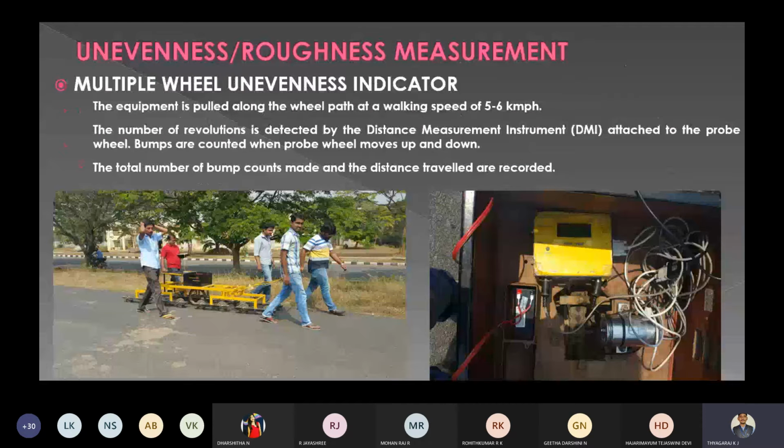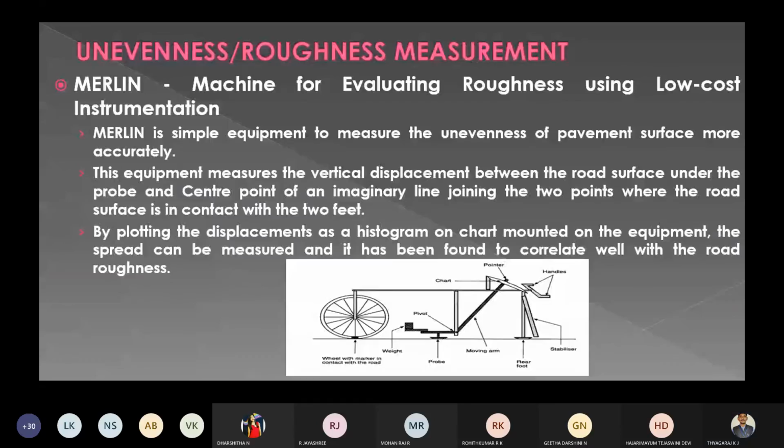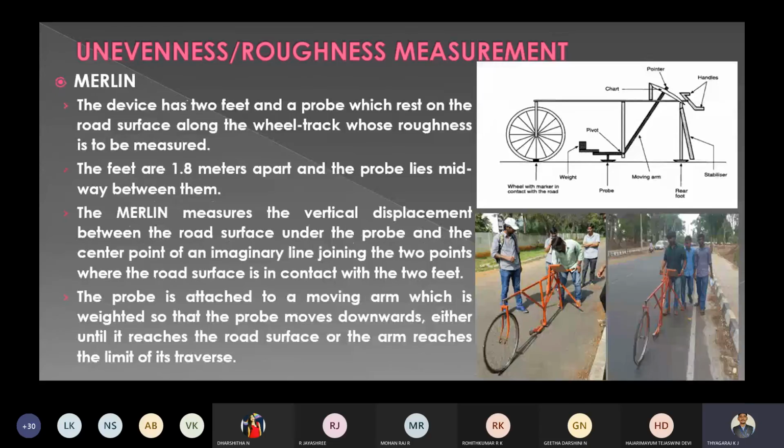So the first one is Merlin. Simple equipment. Full form is Machine for Evaluating Roughness using Low cost INstrumentation. This is a very simple equipment which is used to measure the roughness, and using the Merlin readings we are going to calibrate all other equipments. Okay. So it will be taken along the wheel path. Remember all the instruments I have shown should be taken along the wheel path only.